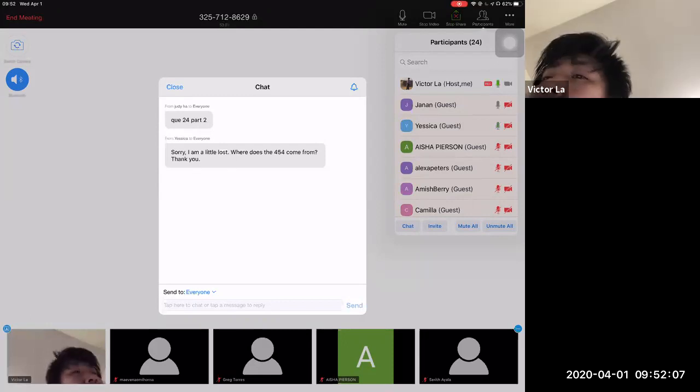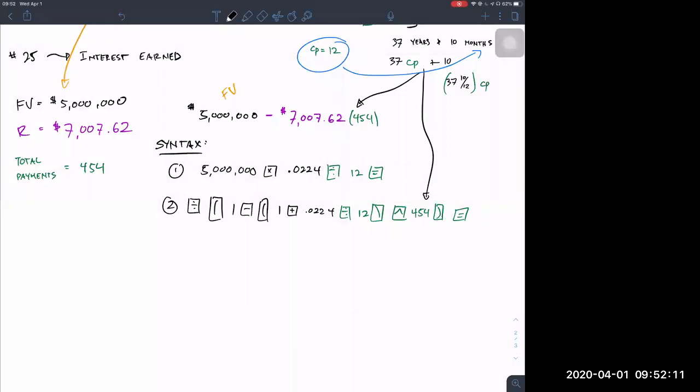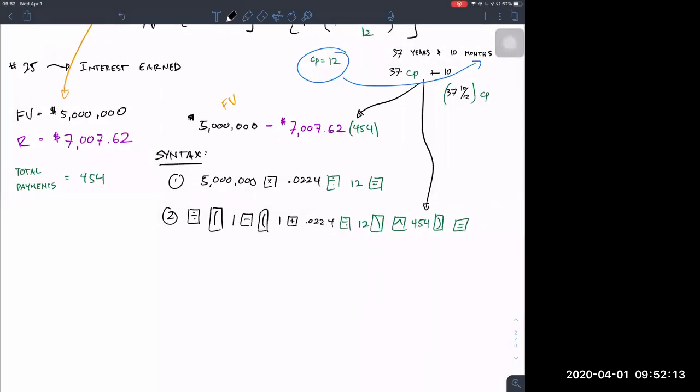That's fine. 454 comes from the fact that it is 37 years and 10 months, right? So that's our time frame right there. However, whenever we do these questions involving a compounding period, we can't use those numbers. We have to give it all in the compounding period denomination. In this case, it's 12.